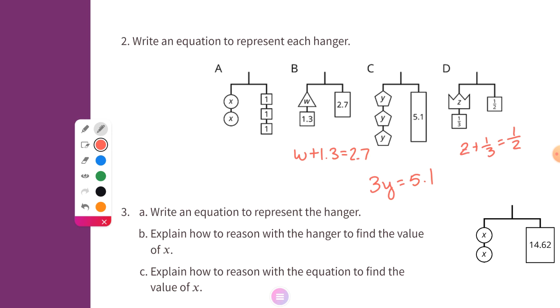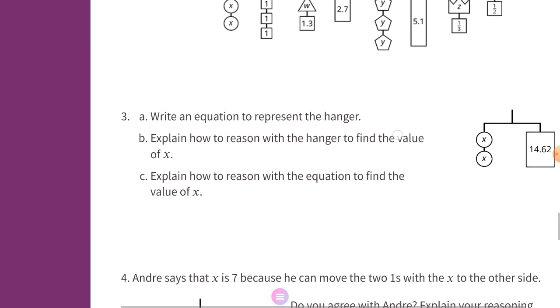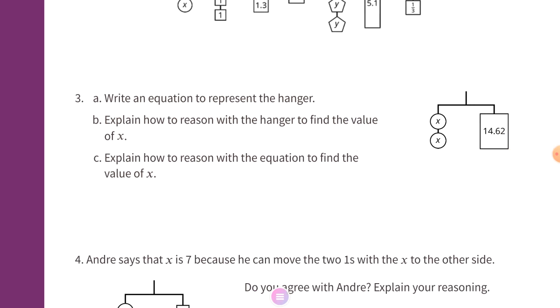Okay, number 3 on the next page. Write an equation to represent the hanger. Aubrey, what'd you come up with for the equation for 3?